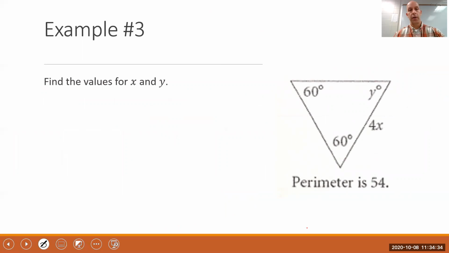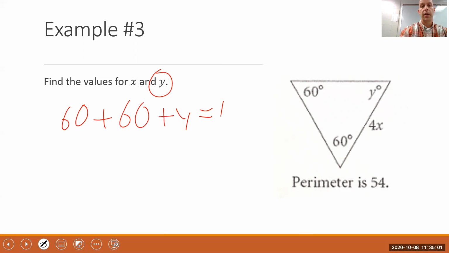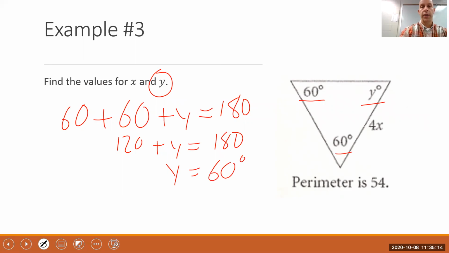All right, so example 3 here says, find the values of x and y. All right, so let's first start with y, if that's okay. Just because x comes first doesn't mean we need to do that first. First of all, what do we know is true about all 3 angles of a triangle? Well, we know that they have to add up to 180 degrees. So I'm going to argue that 60 plus 60 plus y has to equal 180. So 120 plus y has to equal 180. And y will be 60 degrees.